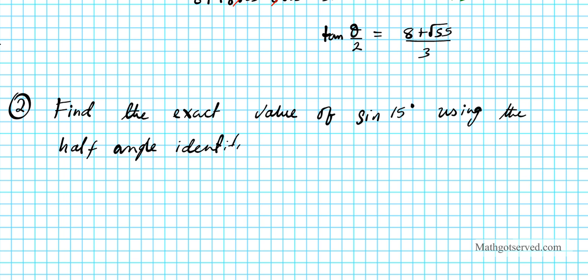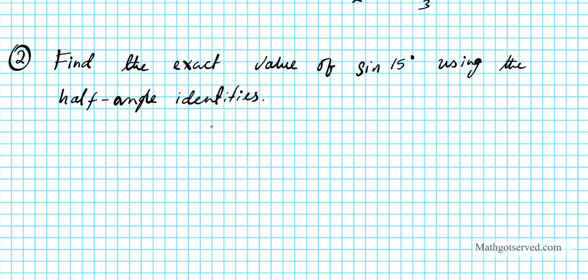Okay, now note that this same problem can be done using the sum or difference identity, right? I can express this as 45 minus 30, and then I can use the difference identity for sine to do it. But in this problem, we are instructed specifically to use the half angle identity to find out what sine 15 degrees is, okay? So let's go ahead and do that.